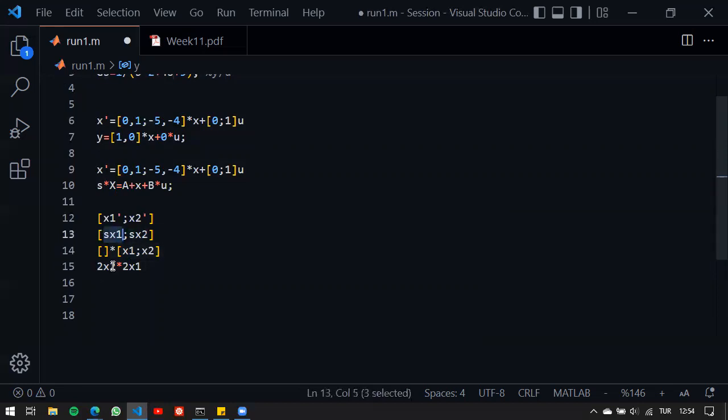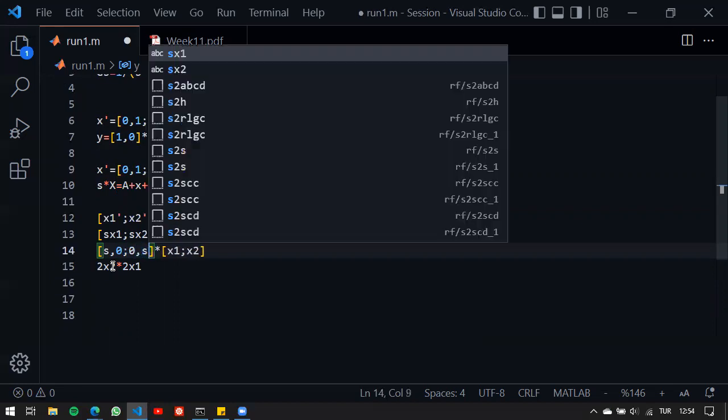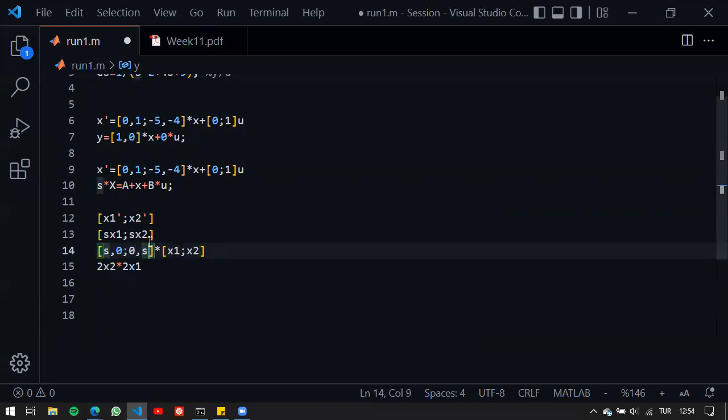Well, I want to get Sx1. So [S, 0] would do that, and [0, S] would do the same for x2. If you multiply S times x1 plus 0 times x2, you'll get Sx1, and 0 times x1 plus S times x2 should give you Sx2. So I've just generalized it.